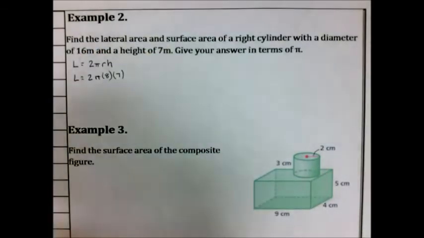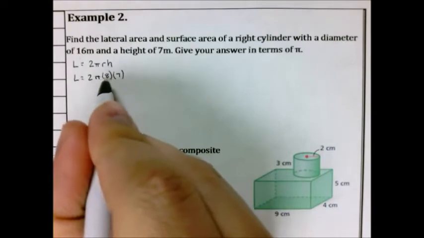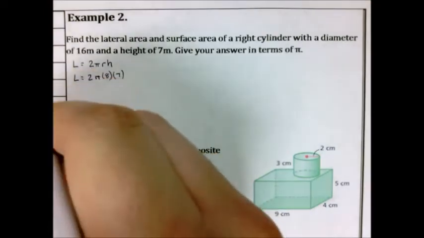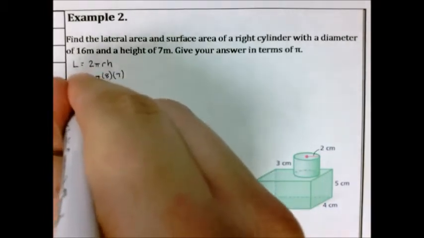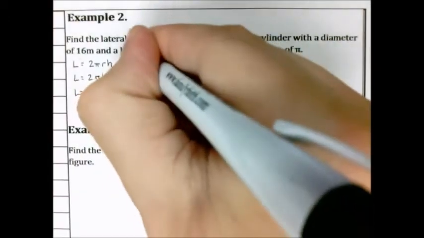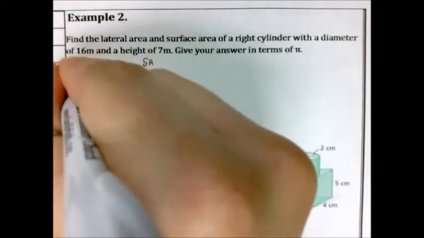So we just have to multiply this all together. 8 times 7 is 56. 56 times 2 is going to be 112. So we have 112 pi is our lateral area. Now with that, we can find the surface area. Okay, we found the lateral area.